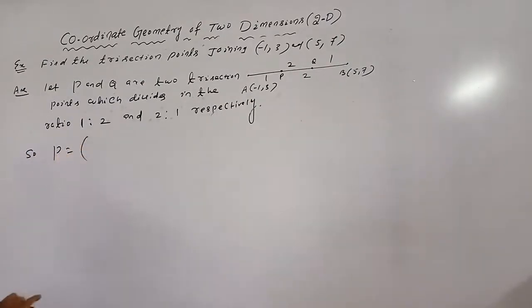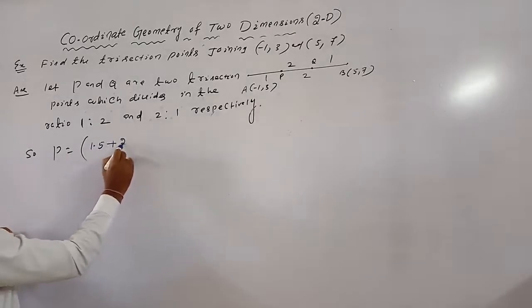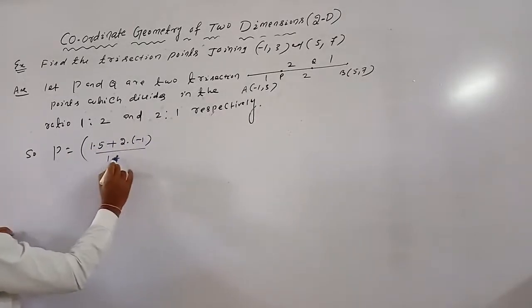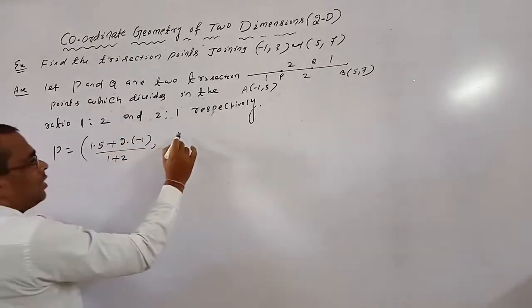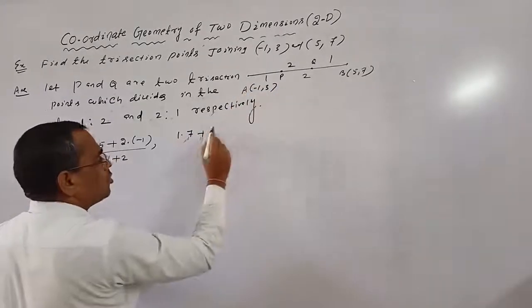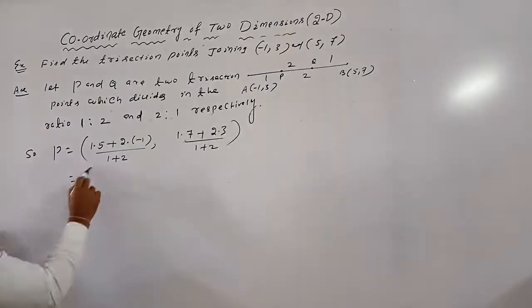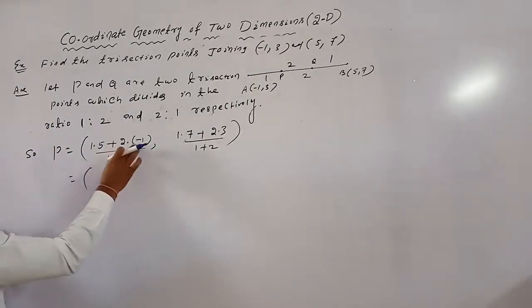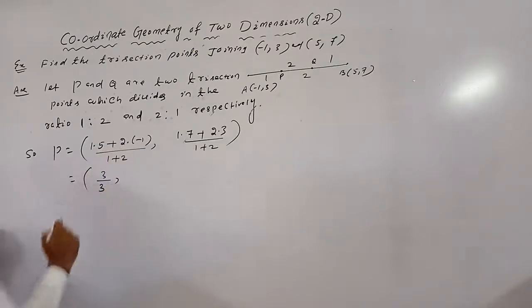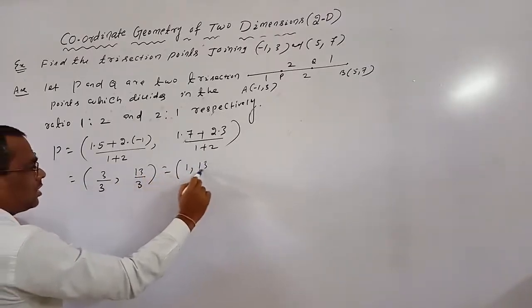P divides AB in the ratio 1:2, so apply the internal division formula: (1 into 5 plus 2 into minus 1) by (1 plus 2), and (1 into 7 plus 2 into 3) by (1 plus 2). That equals 5 minus 2, which is 3 by 3, and the other coordinate is 7 plus 6, 13, so 13 by 3. So P is 1 comma 13 by 3.